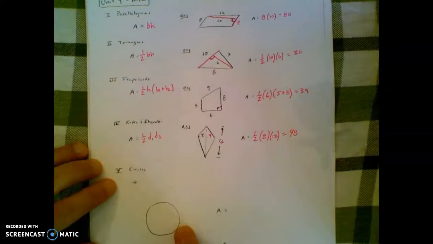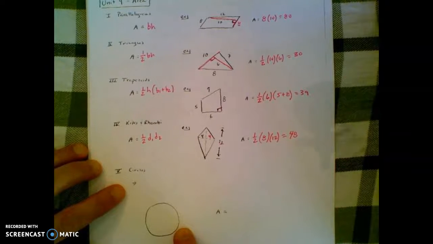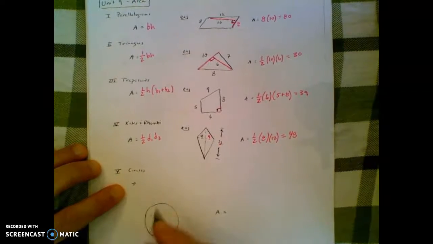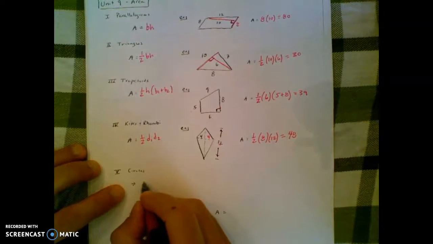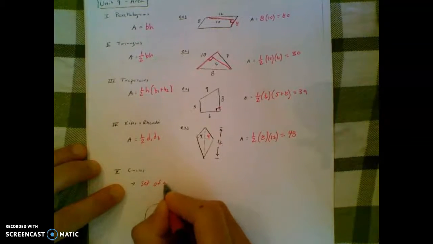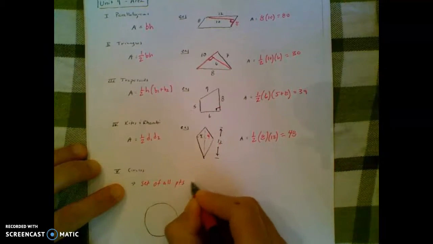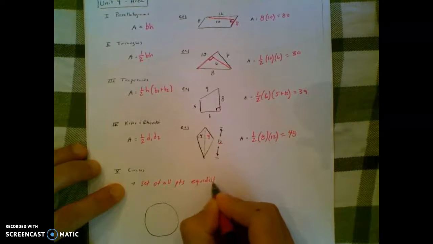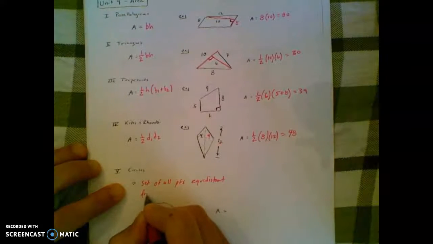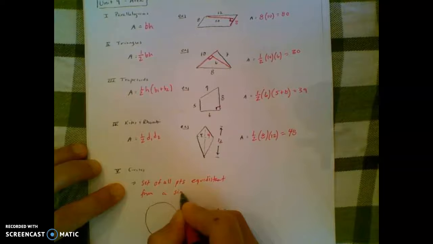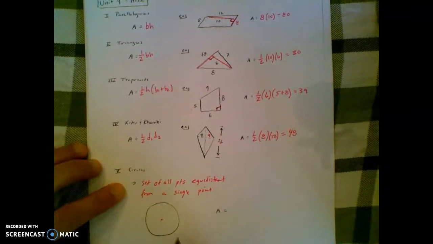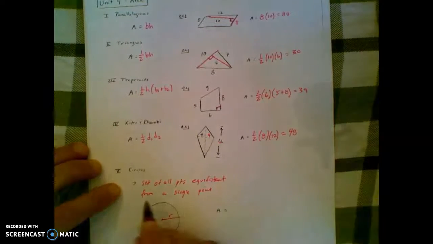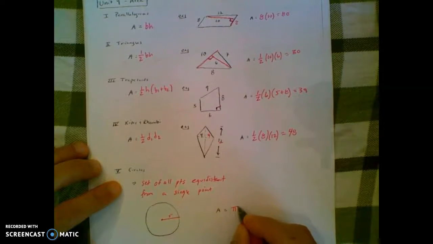Then where we left off was the circle. Remember the area of a circle. Well, this is the definition of a circle. Again, you should already have this in your notes. We're going to finish the notes today. The definition of a circle is a set of all points equidistant from a single point. That single point being the center. So again, here's the point. That equal distance that they're talking about, that is your radius. Remember the formula for the area of a circle was pi r squared.